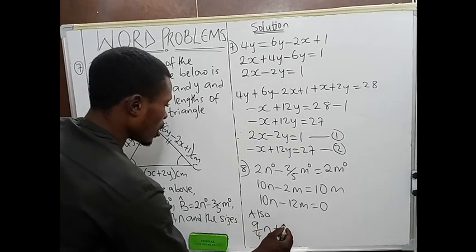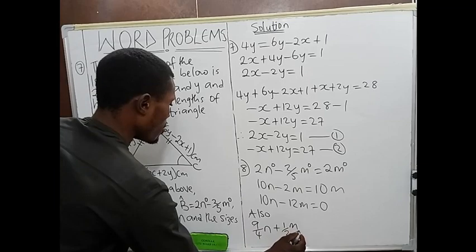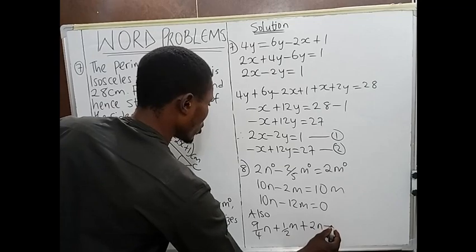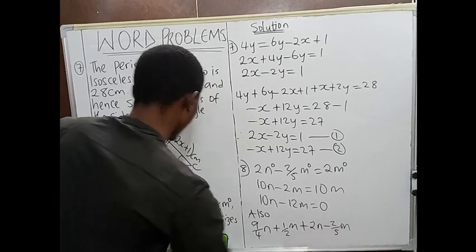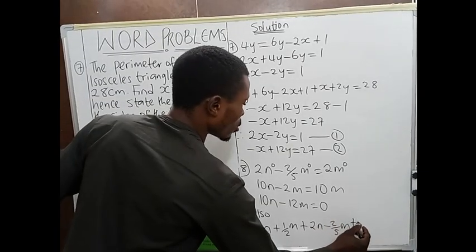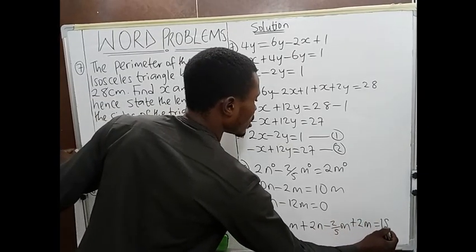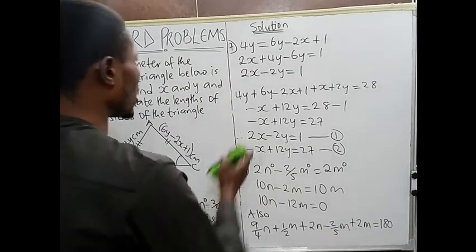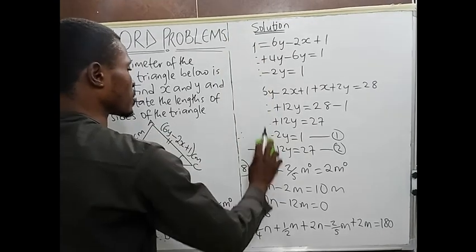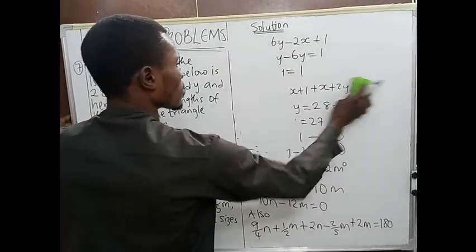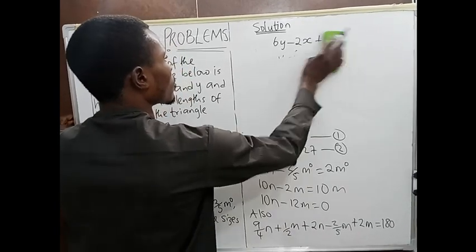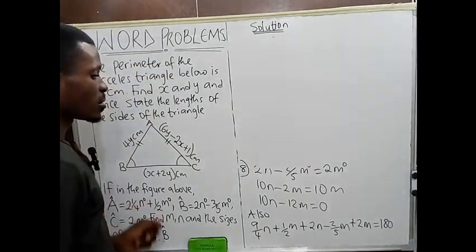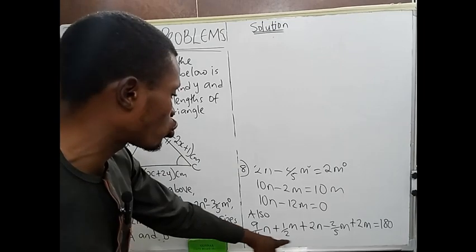Plus 1 over 2 m plus B, 2n minus 2 over 5 m plus C, plus 2m equals 180. Right? So we clear fractions, we obtain an equation. Let me clean this part. All right. So from here now, we clear fractions. The LCM of 4, 2, and 5 is 20.